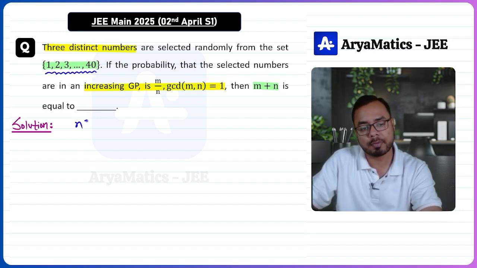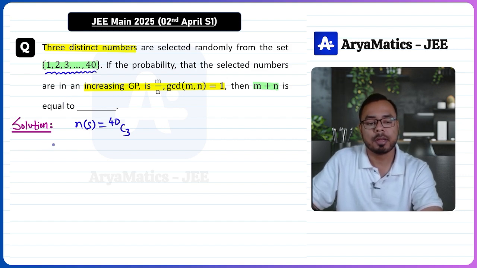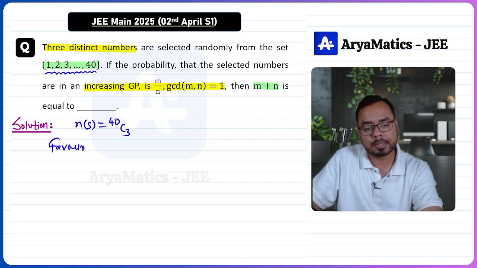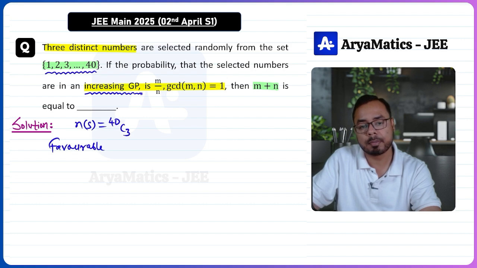So the total number of ways of selecting 3 elements will be 40C3. 40 distinct numbers, we have to select any 3 numbers. Now next we have to talk about favorable cases. Favorable cases are those cases where the selected numbers are in a GP with common ratio greater than 1, an increasing GP, because all the numbers are positive. So we'll get an increasing GP when the common ratio is more than 1.